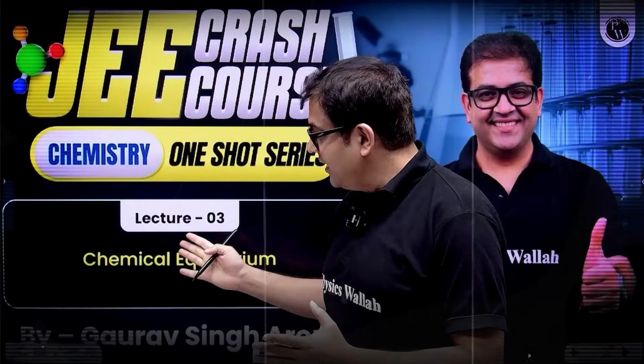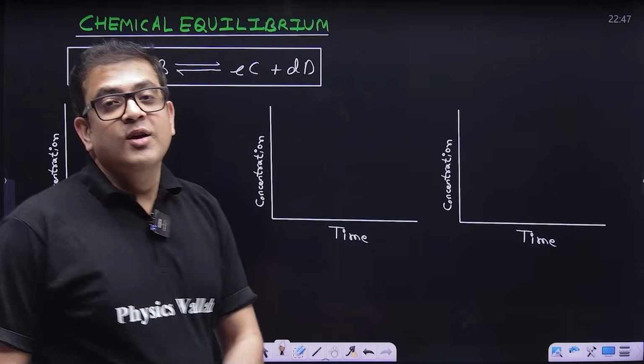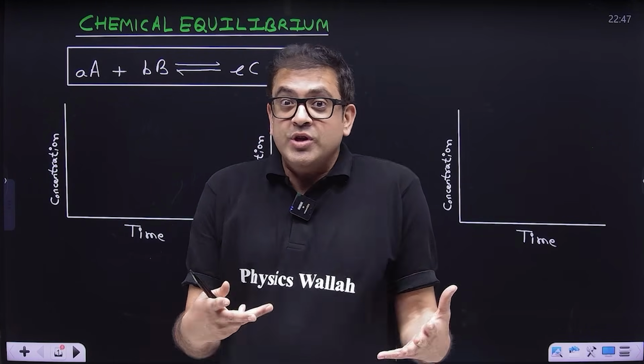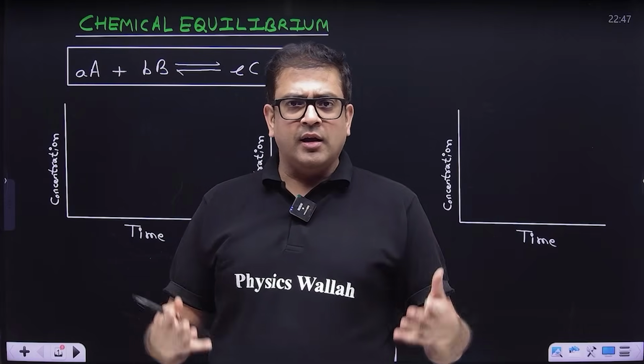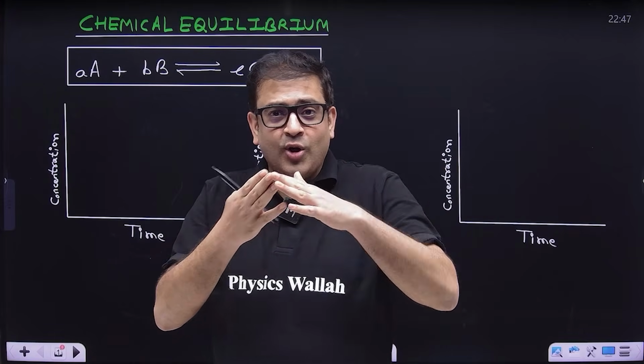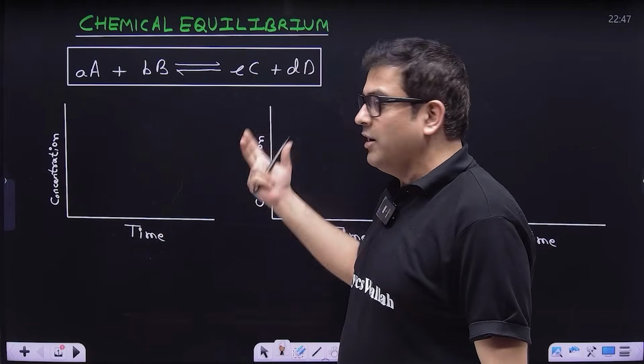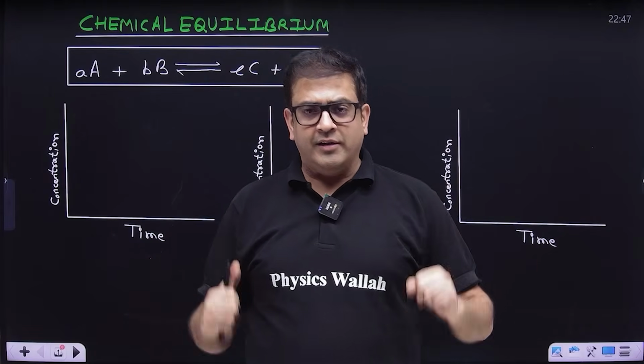Let's dive deep into the chapter. So to begin with, this chapter is actually a combination of two chapters, chemical equilibrium and ionic equilibrium. So first we'll study chemical, then ionic. So what is chemical equilibrium? Sir, first tell me what is equilibrium.